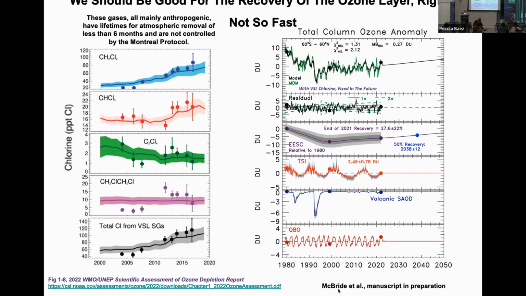Okay. This is keeping very short-lived chlorine fixed. What if it's rising at the observed rate of rise? Now we're out to 2043 before we reach the 50% benchmark.